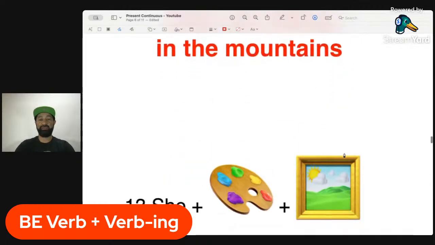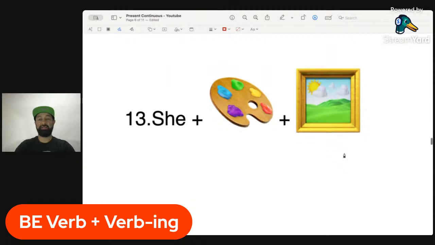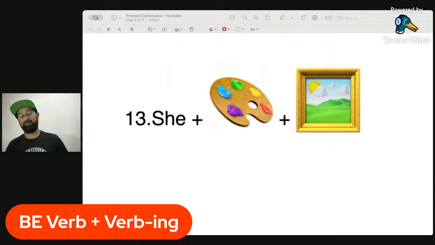Okay, so let's do number 13, lucky number 13. We've got she. We've got a painting easel or a painting board. Then we've got what looks like a painting.